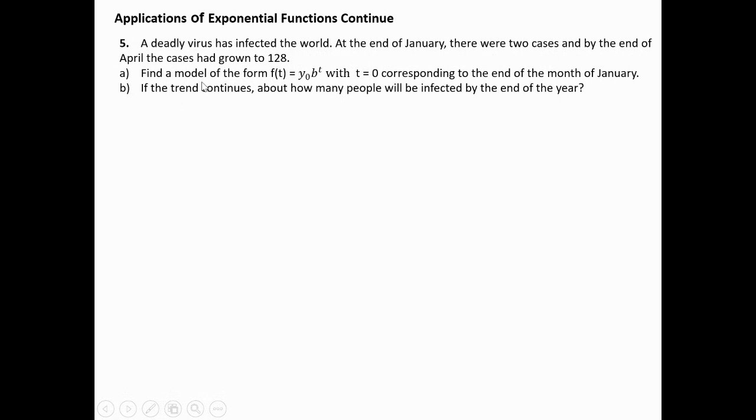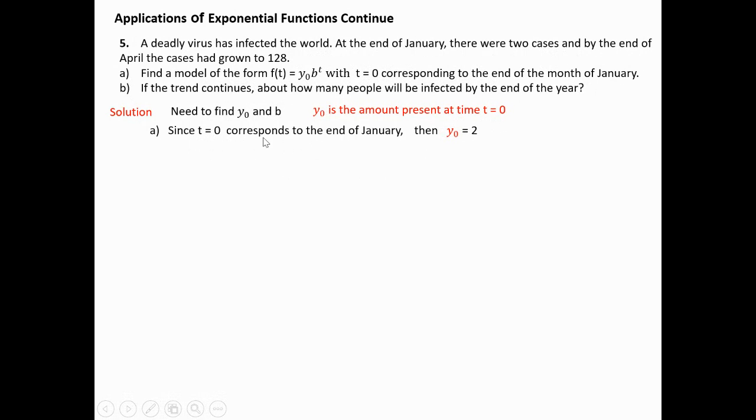For part A, it says find the model of the form f of t equals y naught b to the t, where t equals 0 corresponds to the end of the month of January. And B, if the trend continues, how many people will be infected by the end of the year? Let's find out. Solution: we need to find y naught and b. Y naught, guys, is the initial value, the amount present at time equals 0. Since t equals 0 corresponds to the end of January, y naught equals 2. This is my initial value because before any time has started, there were 2 cases. That's why y naught is equal to 2.